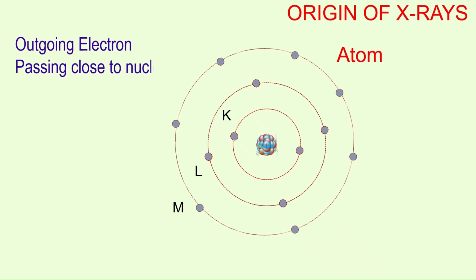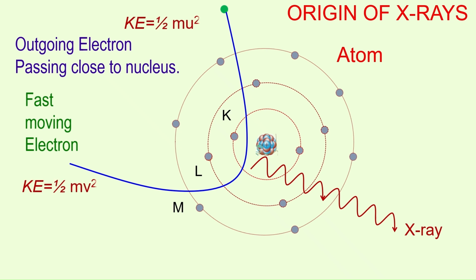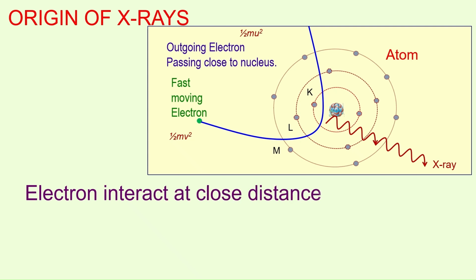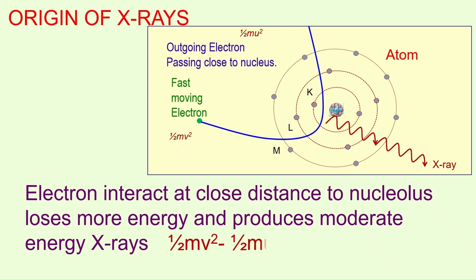Note here the movement of a fast-moving electron close to the nucleus. X-rays come out by deflection and change in velocity of the electron and its kinetic energy. An electron interacting at a close distance to the nucleus loses more energy and produces moderate energy X-rays. The kinetic energy half m v squared minus half m u squared equals h nu.